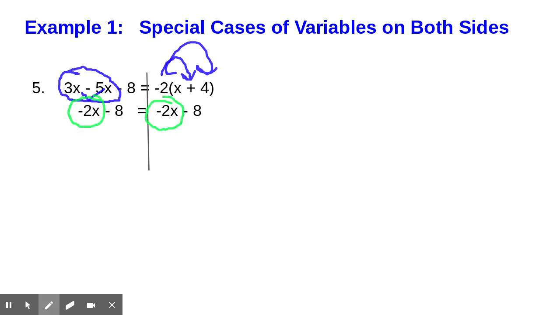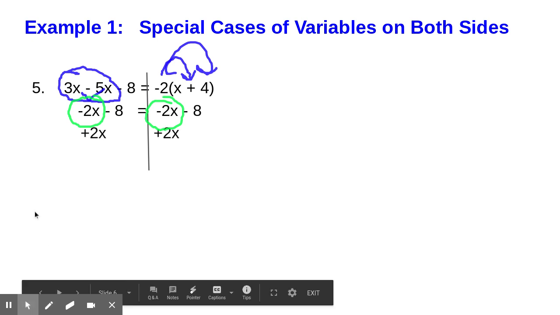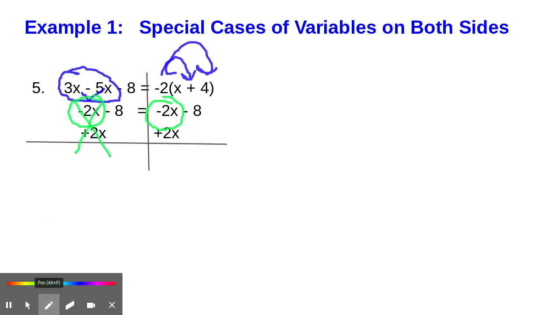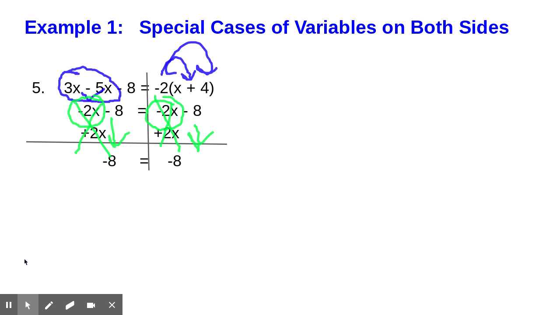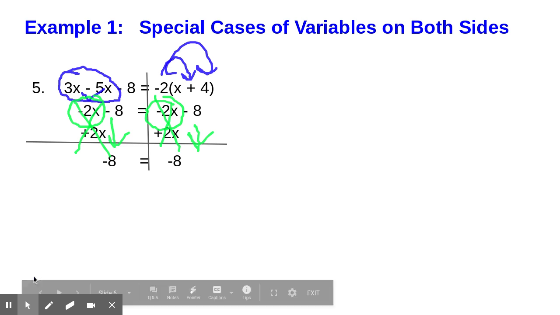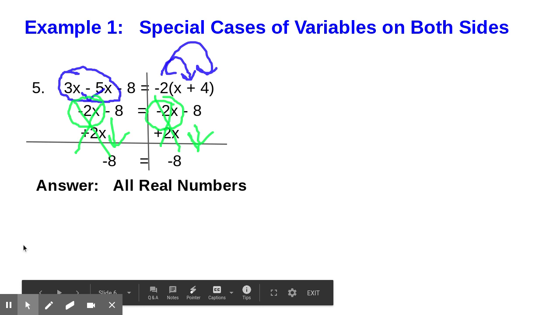As you can see, they are exactly the same. So it looks like I'm going to add 2x to both sides, and that gets rid of them. They're gone. I bring down my -8s on both sides. Does -8 equal -8? Is this no solution, or is this all real numbers? Or is my answer -8? My answer is all real numbers.